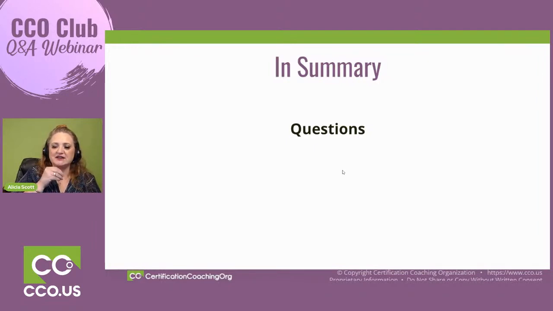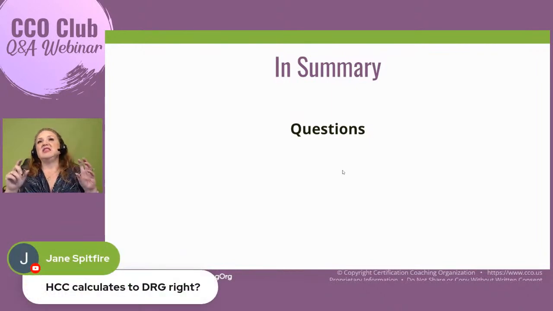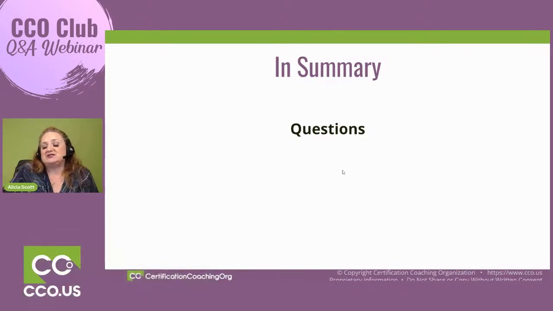Jane says HCC calculates to DRGs, right? Okay, they are not the same thing. However, they are extremely similar. In fact, some of those components of DRGs, those capitations and things, are how they came up with HCCs and how they do the weights. So there is a similarity. I wouldn't say they are siblings or apples and oranges, as in fruit, but they are definitely cousins, maybe not kissing cousins, but it's very, very similar.